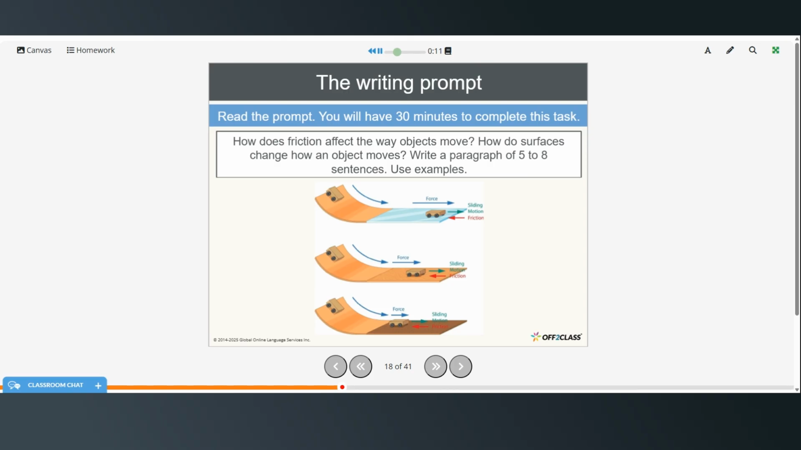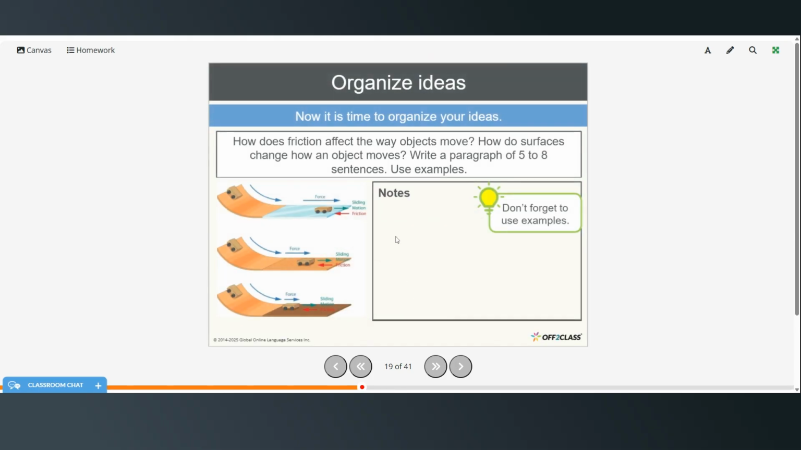How does friction affect the way objects move? How do surfaces change how an object moves? Write a paragraph of 5 to 8 sentences. Use examples. All right, again, you would have 30 minutes to complete this task because it's, again, a little more difficult than the last one. Be sure to use the pictures, your notes, and what you heard in the audio, and don't forget to use examples.